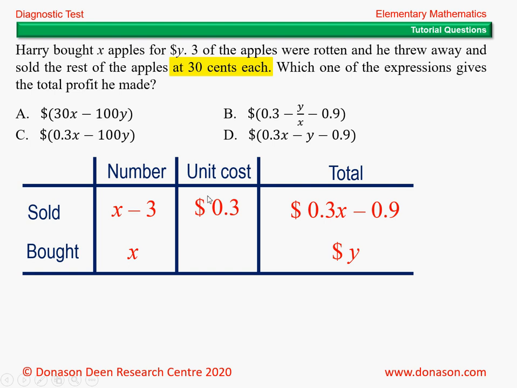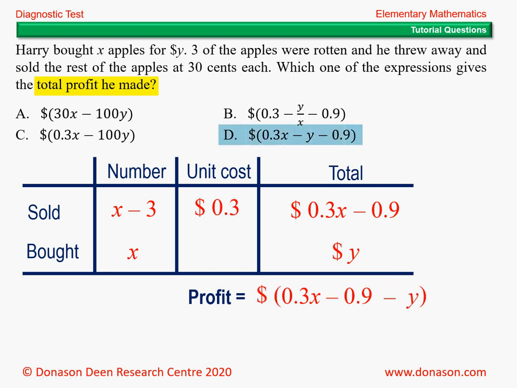Now, when we want to calculate the profit, how do we calculate the profit? Profit is the total sales, which is 0.3X minus 0.9. From that, we're going to subtract away the total cost that you will pay to buy any product, right? That's the cost price. He bought it for Y dollars, so we're going to subtract away Y dollars. And that should be your answer in terms of X and Y for the total profit he made.